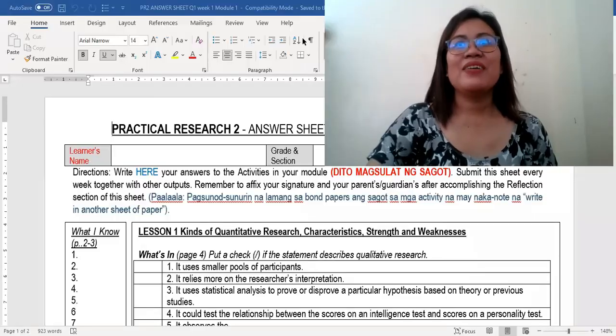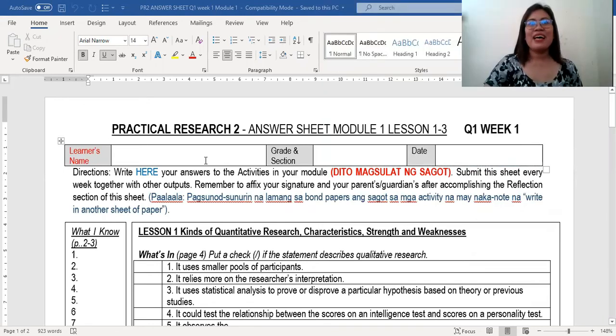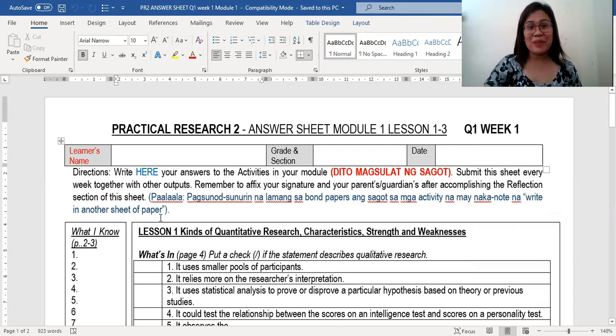All right, so this is your answer sheet. Please check the answer sheet that I've sent to you if it is the right answer sheet that you should be having for Practical Research 2, Module 1, Lesson 1 and 3 for Quarter 1, Week 1. Okay, you have the correct answer sheet. So now, please understand that you'll have to write your name in here, your grade and section, and the date. There's also directions on how to answer your answer sheets. Please read them, all right?